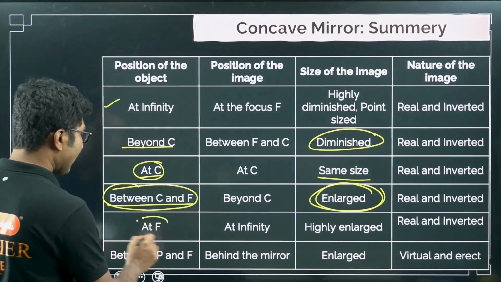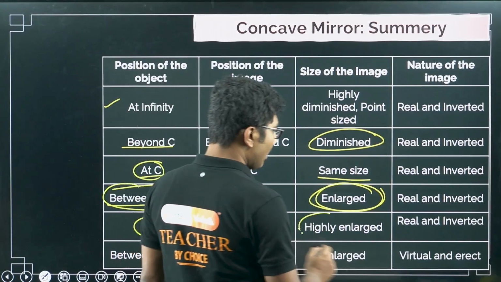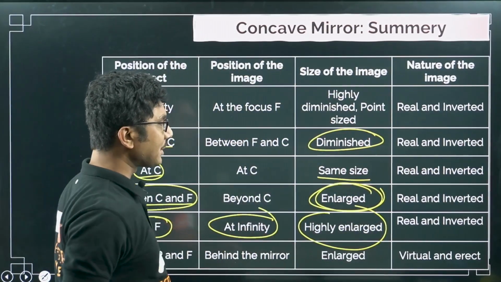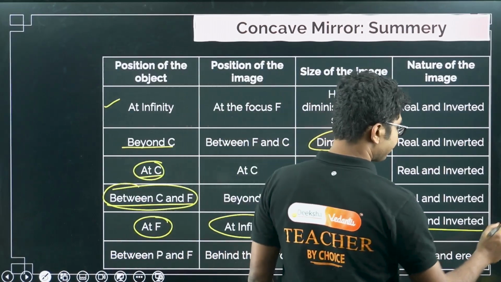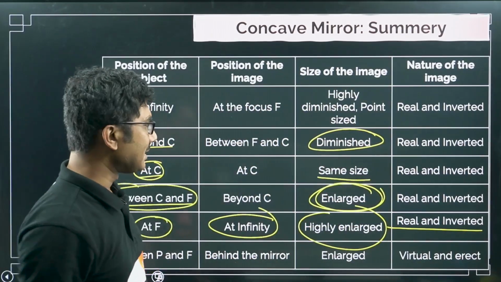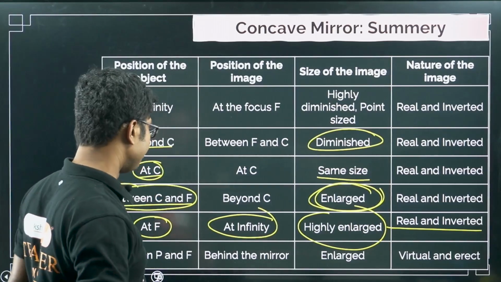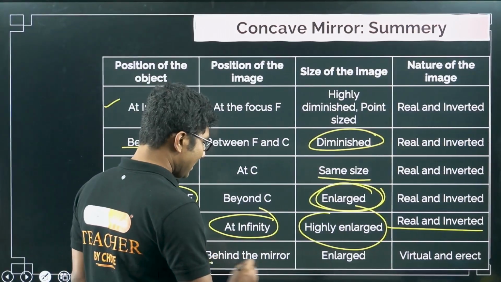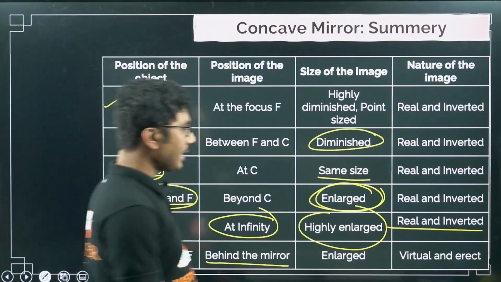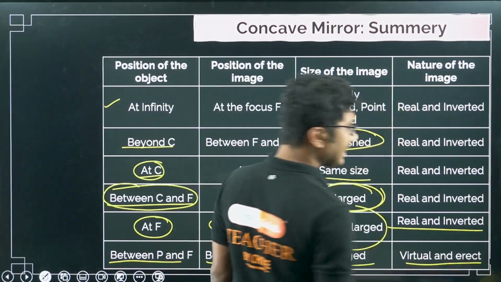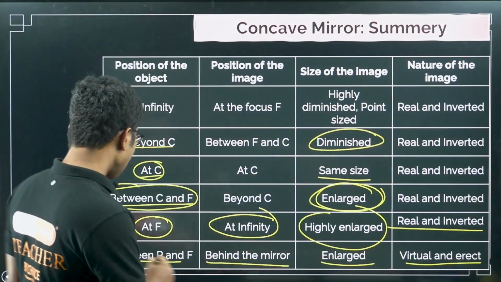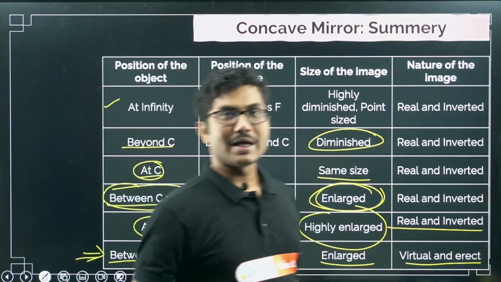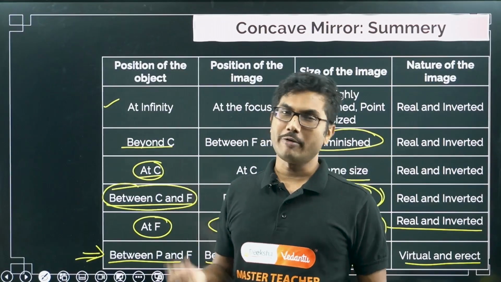At F, it is highly enlarged, the image is exactly at infinity, very far away. You cannot even see this image, and it is real and inverted. A huge size image, it is so huge that you will not be able to see it. Now between P and F, this is a special case as well. In this case, the image is formed behind the mirror. It is an enlarged, virtual and erect image. So this is the only case where a concave mirror is forming a virtual image.